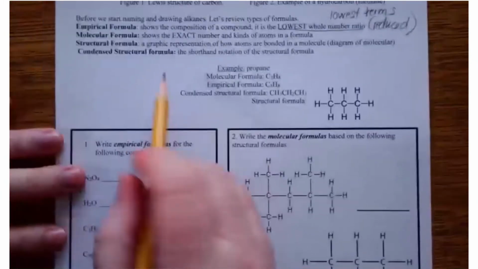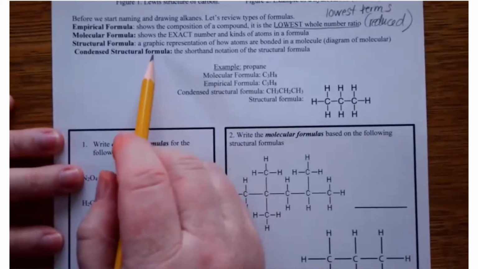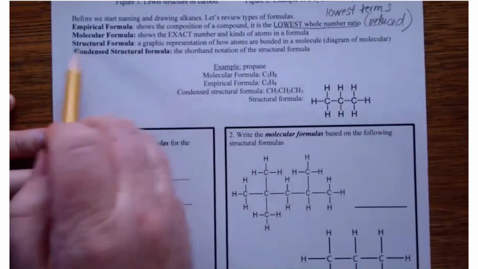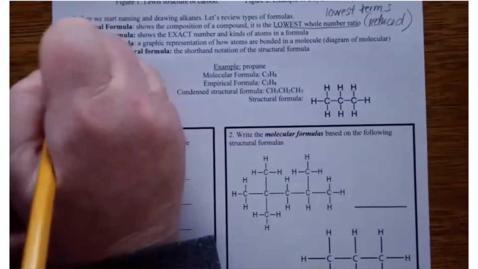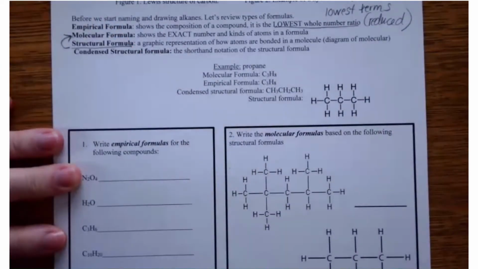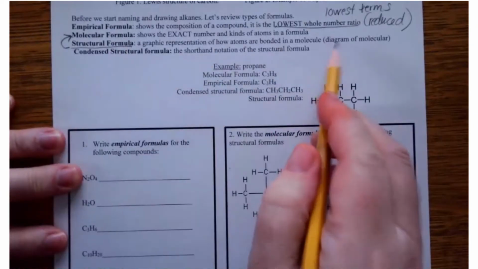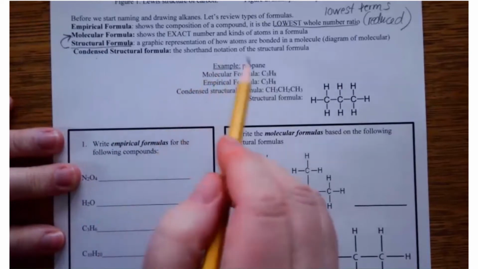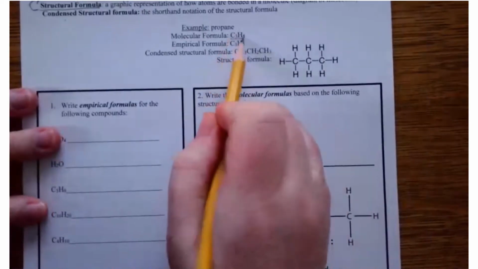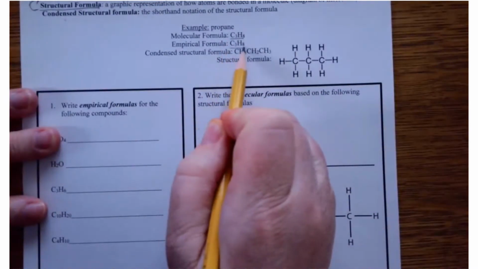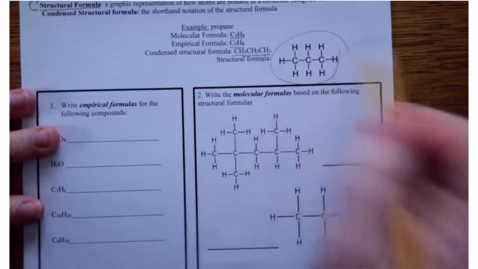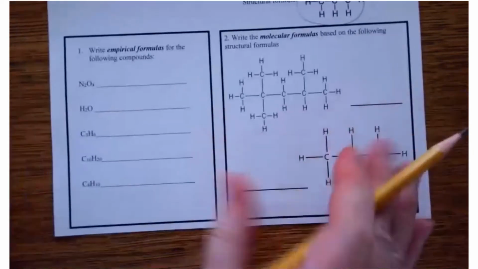And then structural formula is a graphic representation of how the atoms are bonded. It is a diagram of molecular. So if you see structural, you automatically know it's molecular because structural is a diagram of the molecular. And then condensed structural is like a shorthand way to write the structural formula. Okay, so here we can see molecular, empirical, condensed structural, and structural.